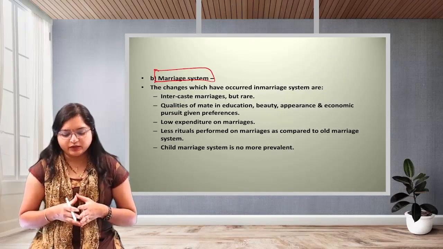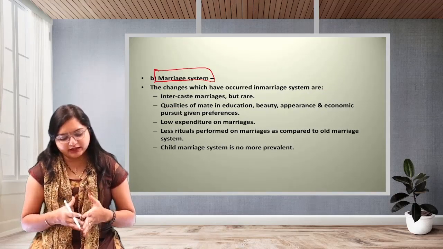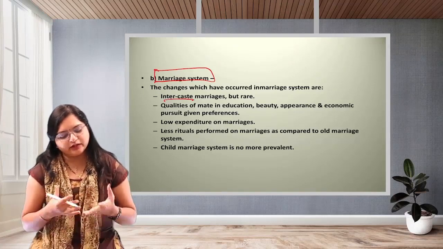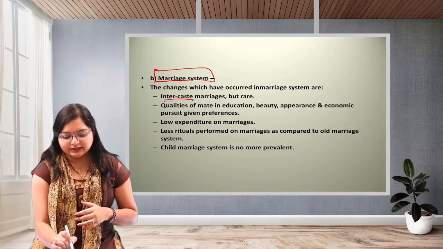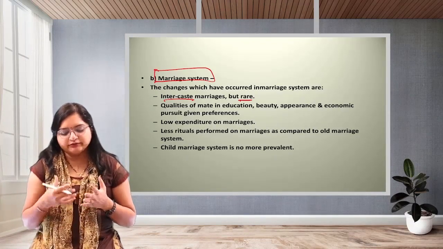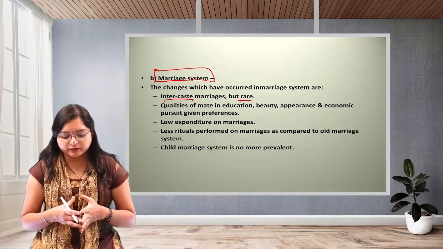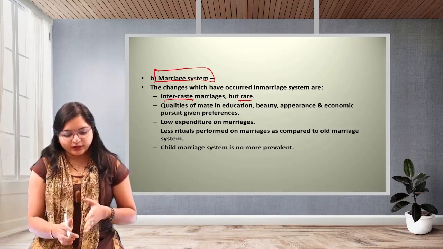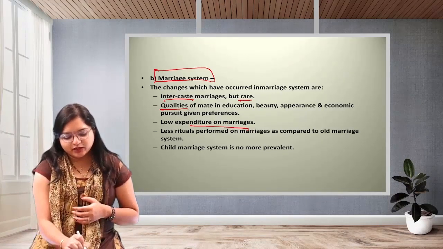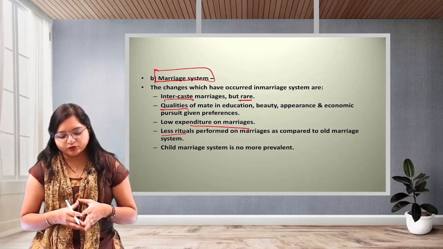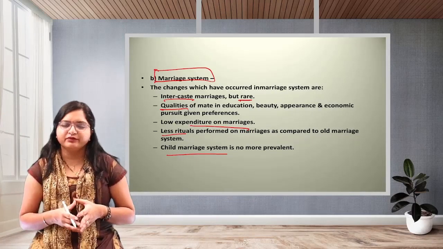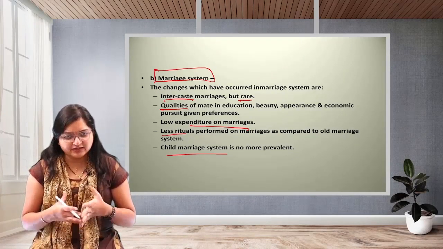The changes which have occurred in marriage systems are intercaste marriages. Nowadays people are doing intercaste marriages, but still it is rare. In choosing a mate, education, beauty, appearance and economic pursuit are given preference. Low expenditure is made on marriages. Fewer rituals are performed compared to the old marriage system. The child marriage system is no longer prevalent in village communities nowadays.